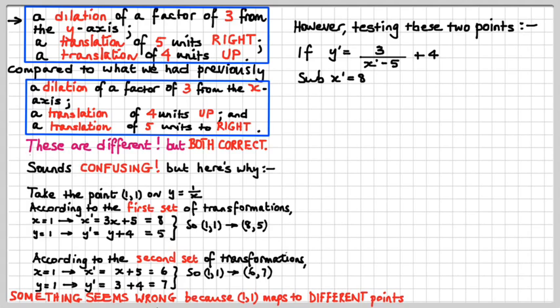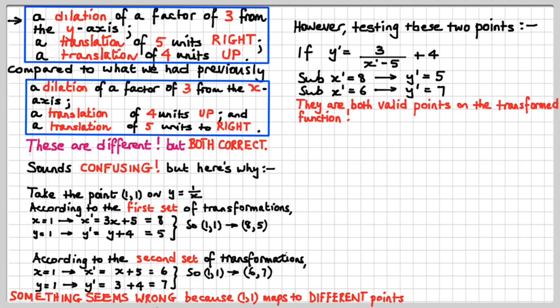And it's actually, when you plug in x as 8, you get y as 5, and when you plug x as 6 in, you get y as 7. So that really makes you wonder, what's going on here? But actually, it's completely logical. They're both valid points on the transformed function.